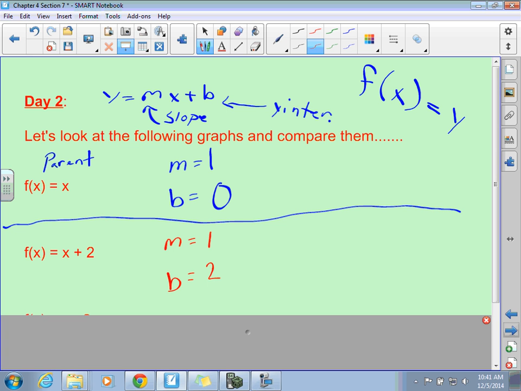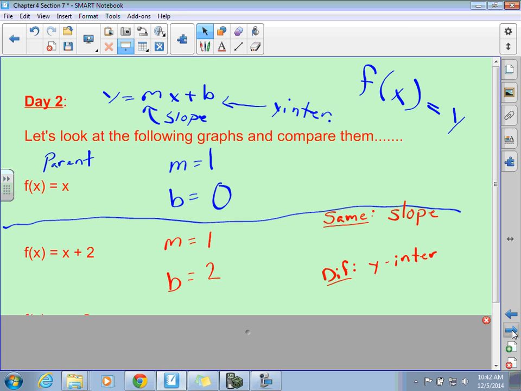Now, let's compare a few things. Let's look and see what's the same. Look at the equations and tell me what's the same. My slope. Okay, leave a little space and tell me what's different about them. My y-intercept. When you do this for me, you're going to tell me what's alike and what's different about the equations, and then I'm going to show you the graph, and you're going to be doing graphs, and then you're going to tell me what's alike or different about the graphs, right?